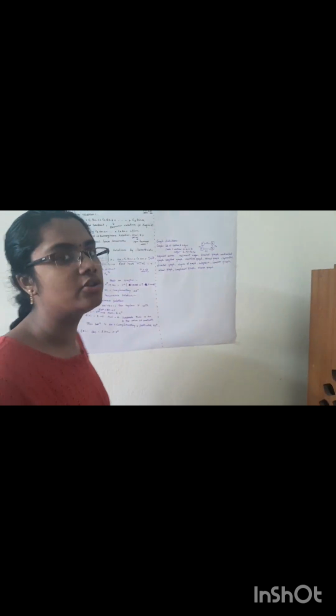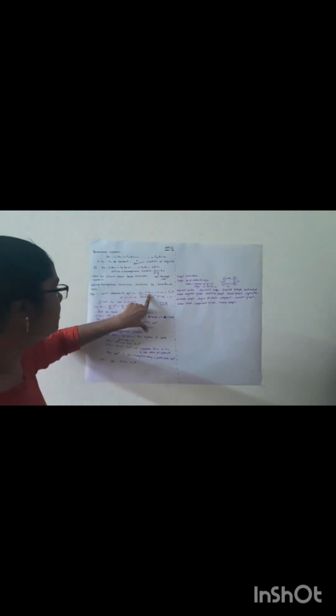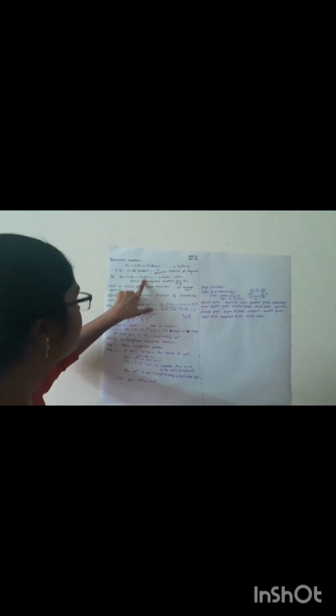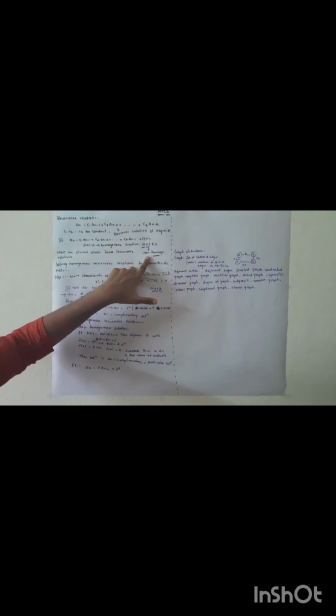Next, going to the non-homogeneous recurrence relation. If the equation is of the form a n equal to c1 a n minus 1 plus c2 a n minus 2 plus so on plus ck a n minus k plus f of n, and f of n should not be equal to 0, then the recurrence relation given is said to be a non-homogeneous recurrence relation.